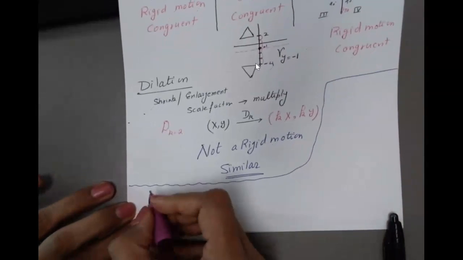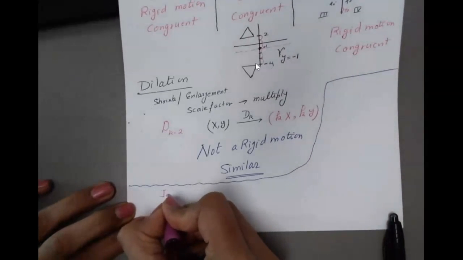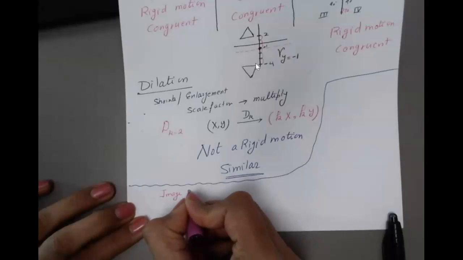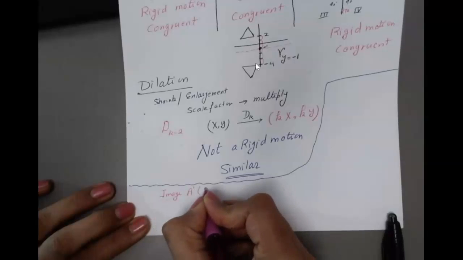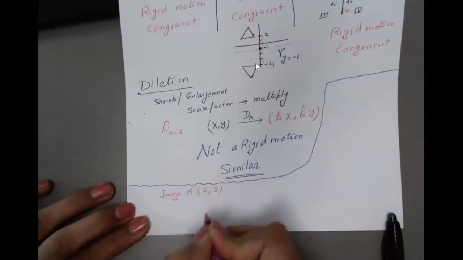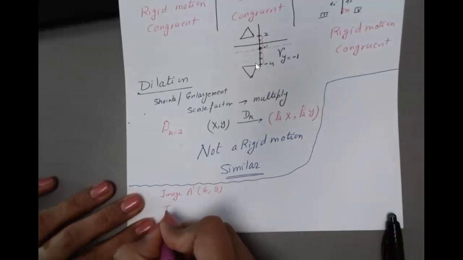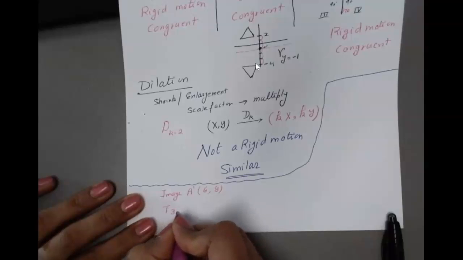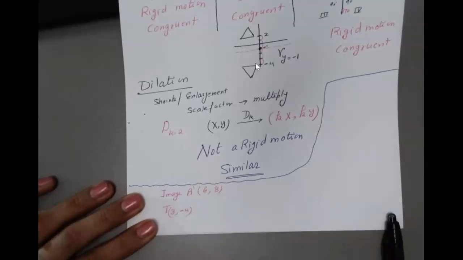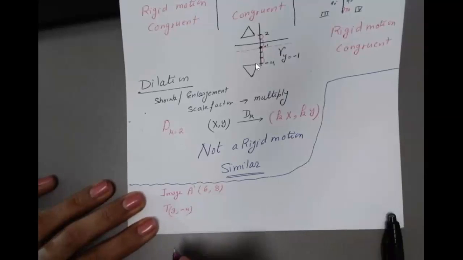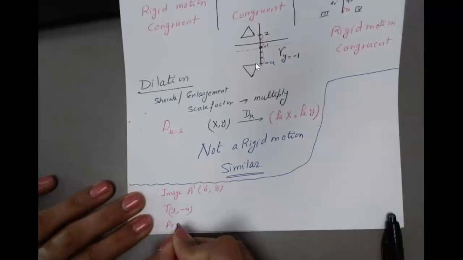So if they give you the image A prime, and this is 6 and 8, and how you get here? It's translated 3 units right and 4 units down. Okay, and what you need to find? The pre-image.